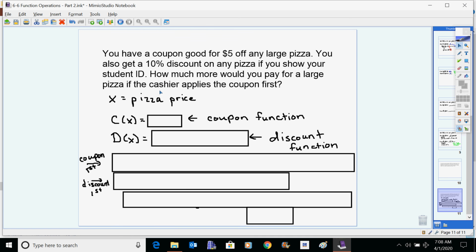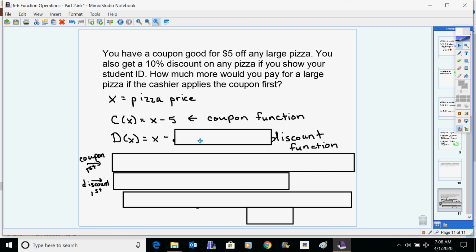So x would be the normal pizza price. C, this is going to be our coupon function. So what happens with the coupon? The coupon is $5 off, so that means the pizza price minus $5. D of x is the discount function. This would be if just the discount were applied.